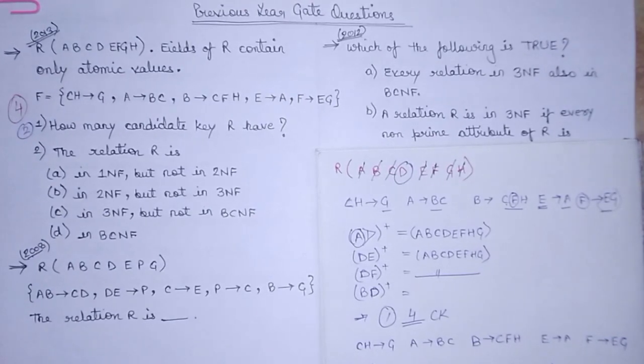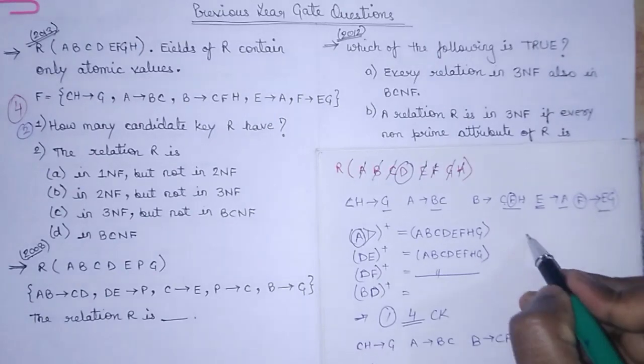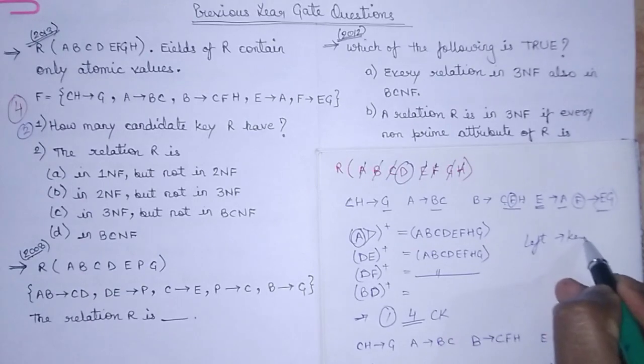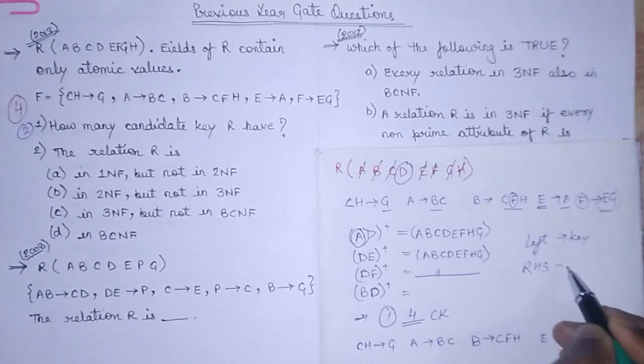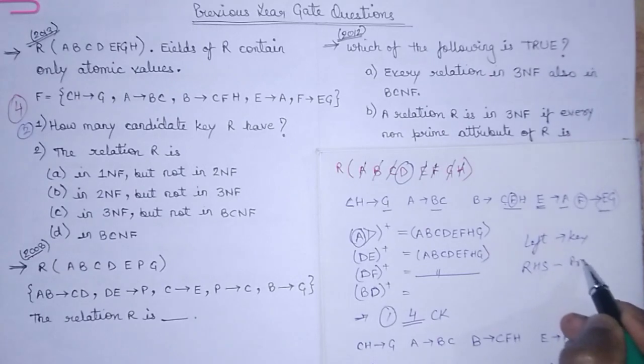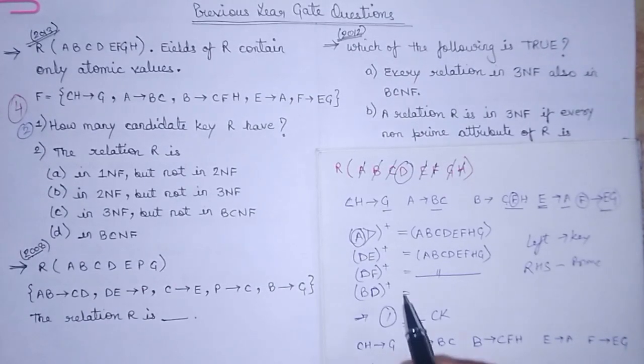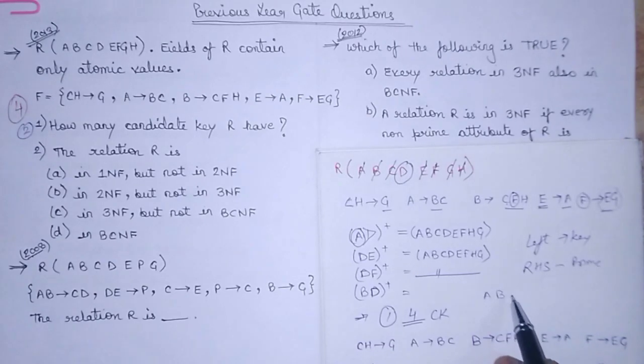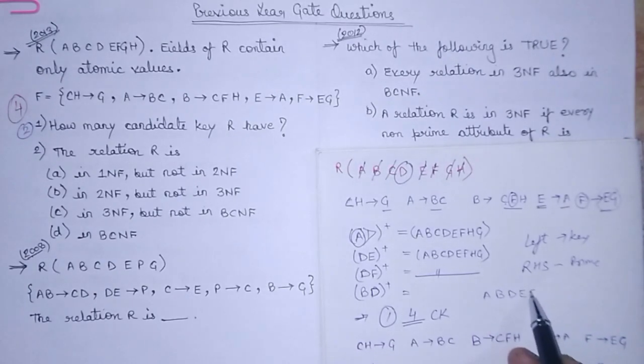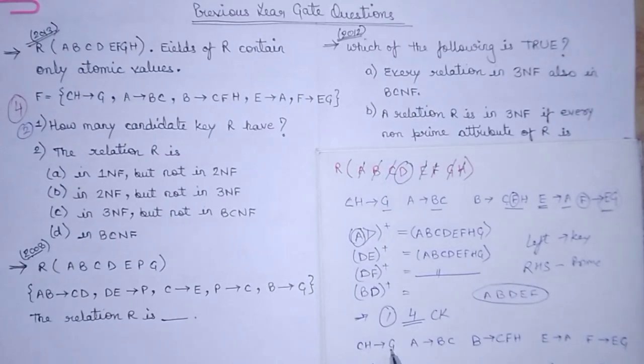Now we will check for 3NF. So what is the rule for 3NF? That either the left hand side should be a key or the right hand side should be a prime attribute. So check this. This is not a key. We check if G is a prime attribute. G is not a prime attribute because A, B, D, E, F are the prime attributes. So G is not a prime attribute, that means it is not in 3NF.